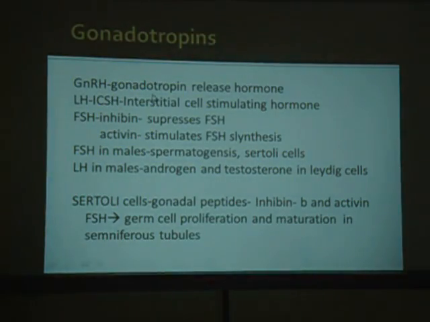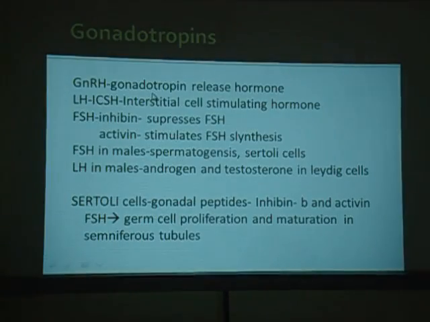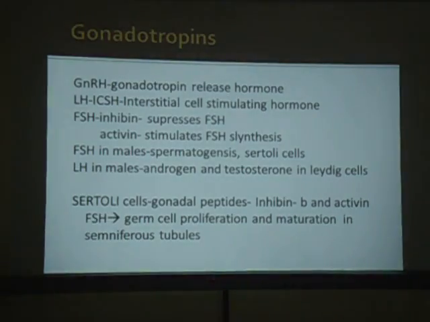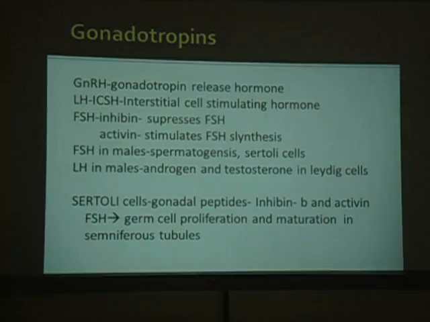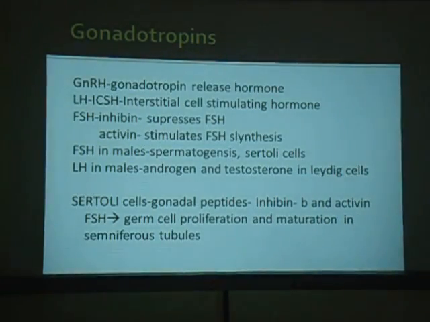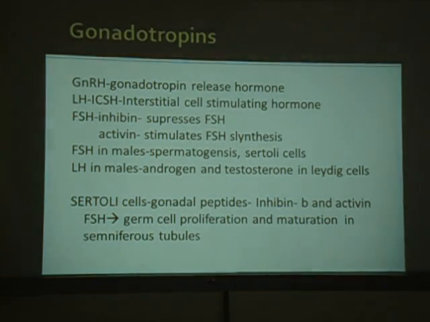GnRH, gonadotropin releasing hormone, is released from which controls the pituitary gland? Hypothalamus. Okay, so from the hypothalamus we get this gonadotropin releasing hormone, whereby it acts on the pituitary and there is release of LH and FSH. LH is luteinizing hormone, or else it is called interstitial cell stimulating hormone.